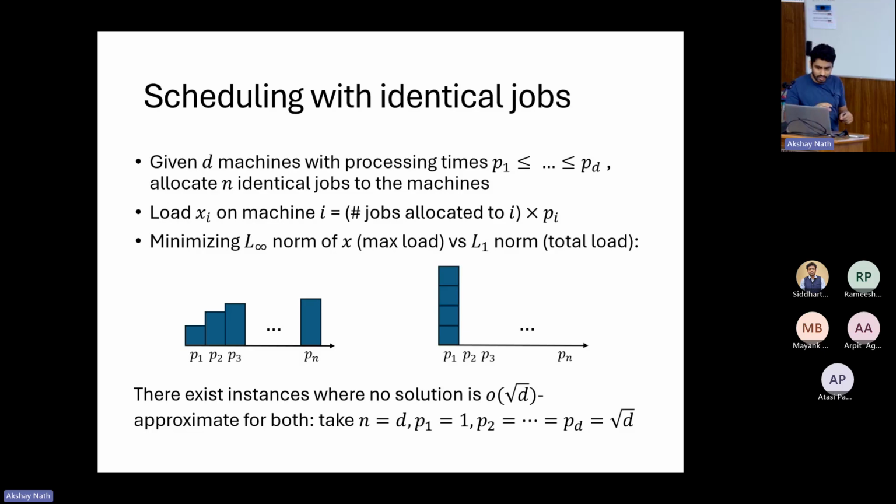No matter what combinations you try, you're going to fail. And the best simultaneous approximation you can achieve is of the order of square root d. So you can't even achieve better than a square root d approximation for just these two very simple objectives.